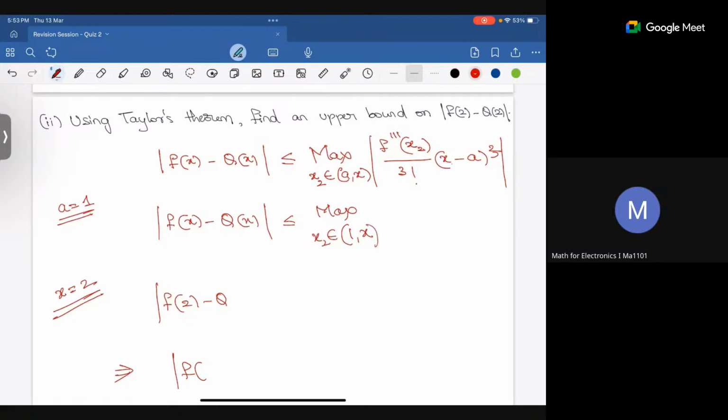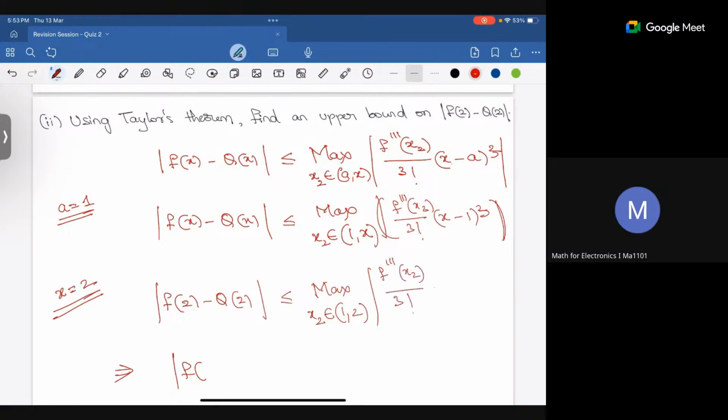So when we substitute that, we will see that this is |f'''(x2)| divided by 3 factorial times (x - 1) whole cube. Right? Now x is 2 here. So it will just become |f(2) - q(2)| less than or equal to the max of x2. I have to find a point in the interval [1, 2] such that |f'''(x2)| divided by 3 factorial times (2 - 1) whole cube.